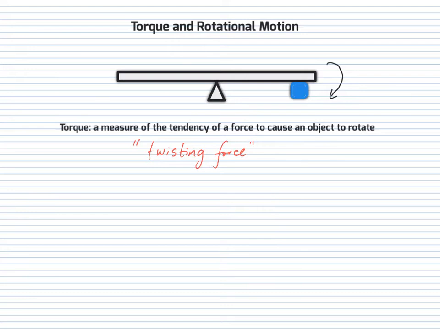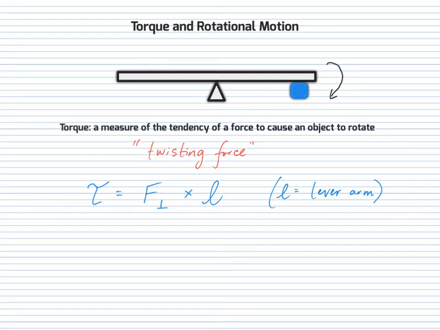Now, we have a mathematical definition, of course. Torque, we use this symbol tau, is going to be equal to a force perpendicular times L. And that L is lever arm.